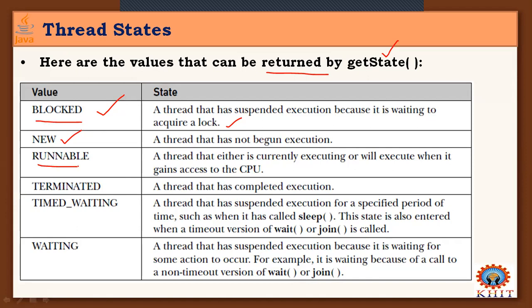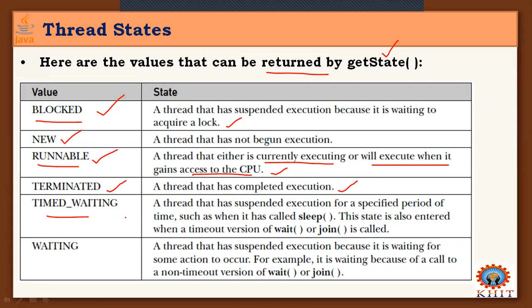And RUNNABLE: a thread either is currently executing or will execute when it gains access to the CPU, that is named ready. So it is ready to execute, or maybe currently executing on the processor. So that is a state we can express as runnable. And another one is TERMINATED: a thread that has completed execution, that is the terminated state.